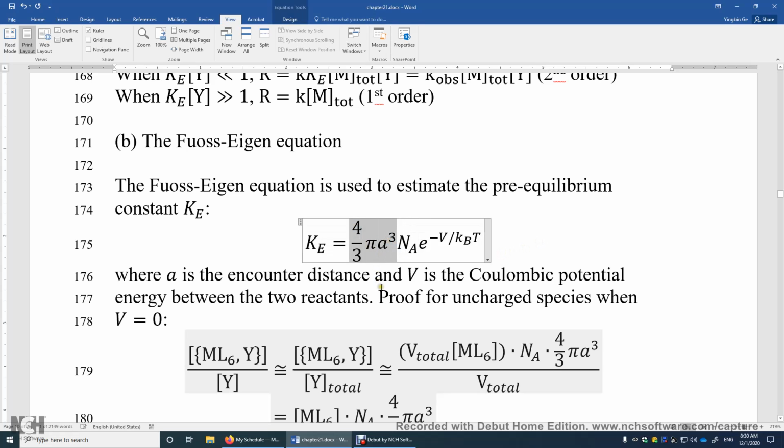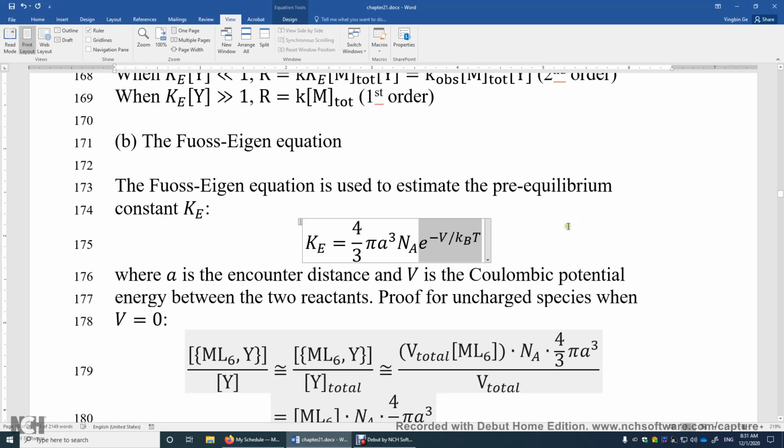This apparently is the equation of the volume of a sphere with a radius a. So a is the encounter distance between this transition metal complex and the entering ligand Y. Okay, how far away this Y is from the transition metal center. Okay, this N sub A is simply the Avogadro constant. It's about 6 times 10 to the power 23. All right. E to the power of negative V over kBT. If you took the physical chemistry series, this is the so-called Boltzmann distribution.